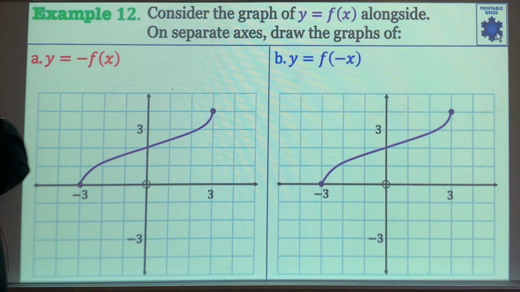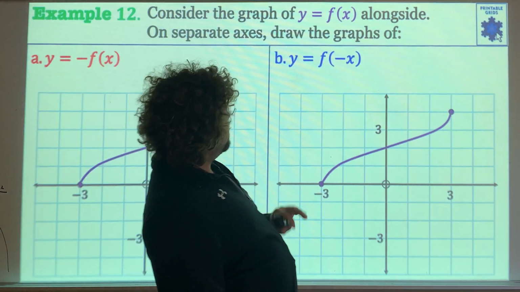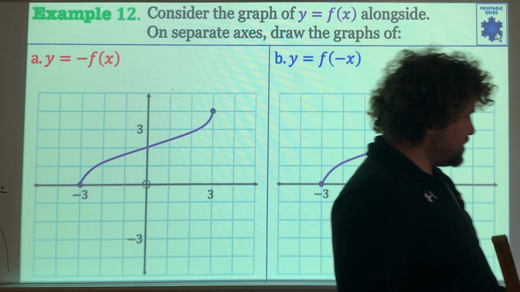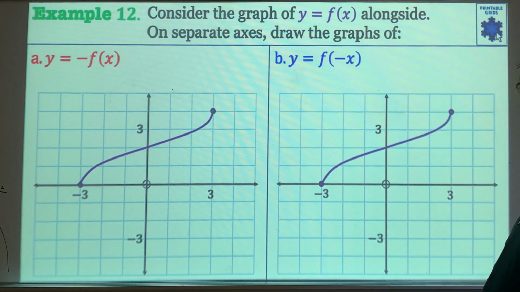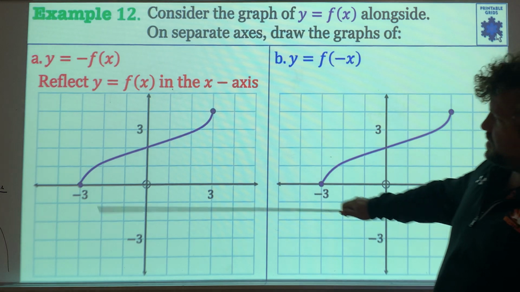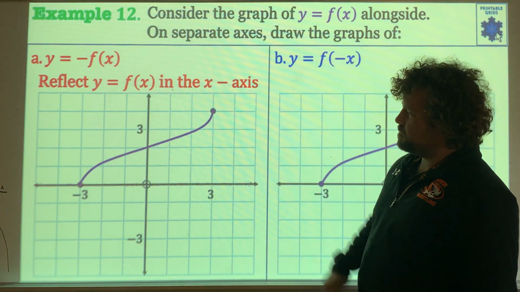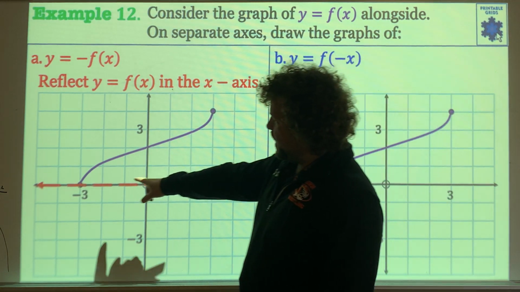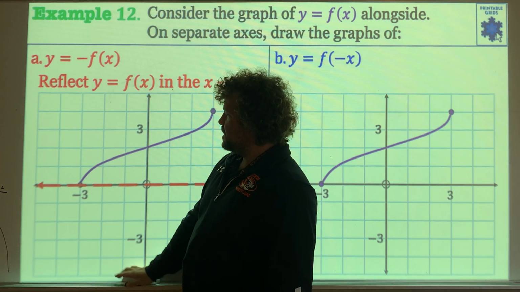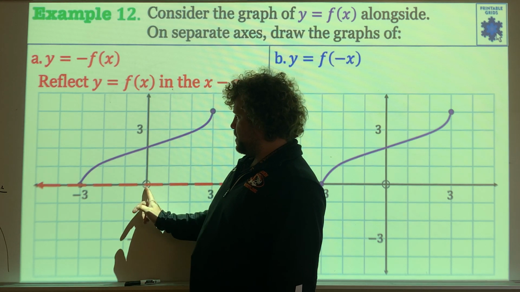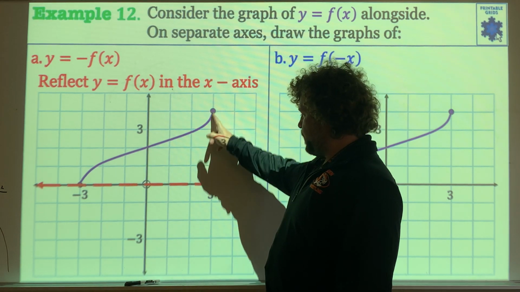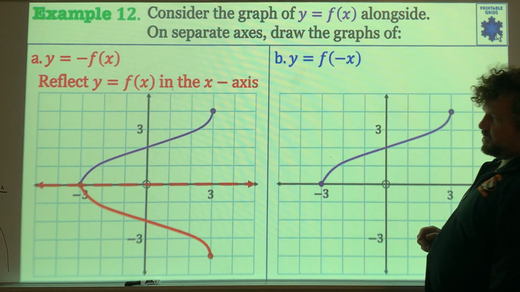Last type is the reflection. So, consider the graph of y equals f of x alongside on separate axes. Draw the graph. So, first one: y equals negative f of x. If the negative is on the outside, you are going to reflect over the x-axis. What that means is, anything on the x-axis stays on the x-axis. Since this is 1 a little bit away, it goes 1 a little bit down. Up, down, up 2, down 2, up 4, down 4. And it's a direct reflection.